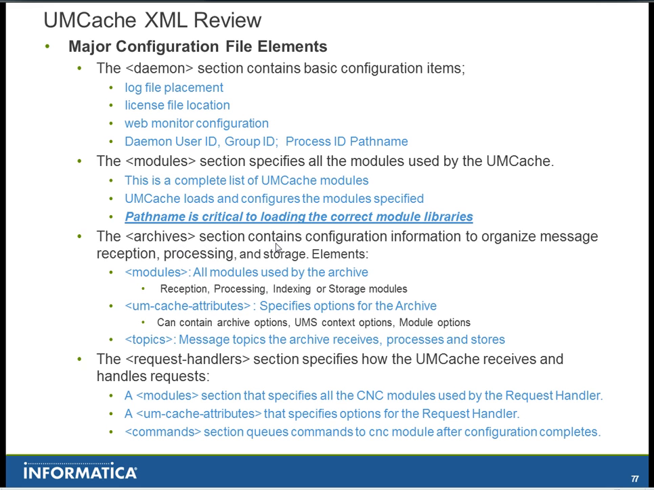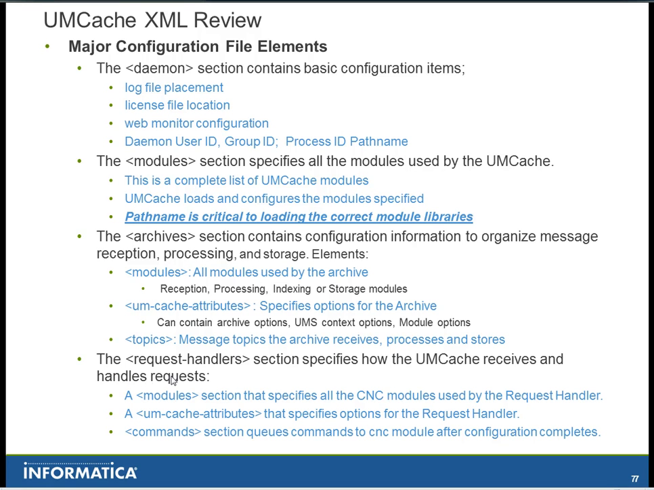There's an archive section that contains configuration information to organize reception, processing, and storage. There are 3 subsections within the archives that could specify the modules that will be used by the particular archive. Again, that's the reception, processing, indexing, and storage modules. There's an attributes section where you can specify attributes for that archive, and also a topics section that specifies the topics the archive will receive and process.